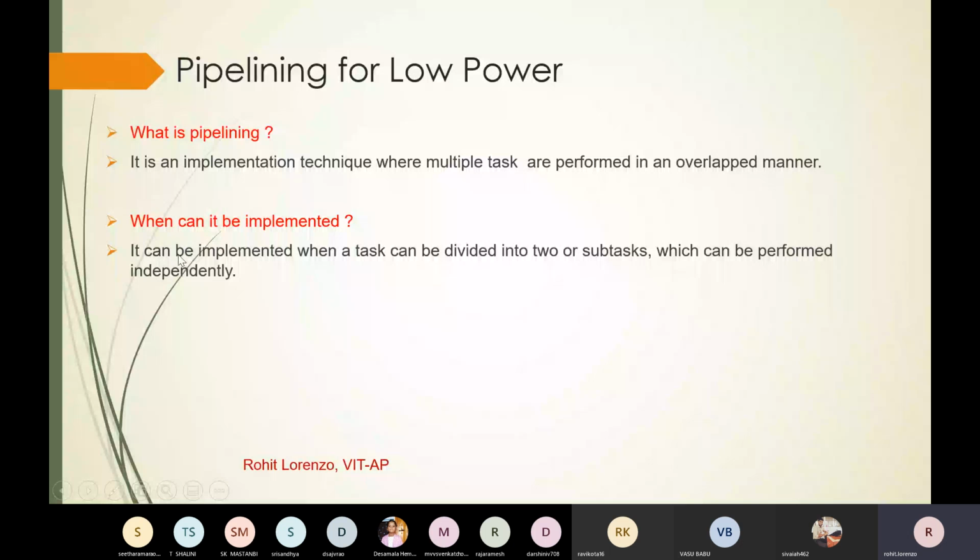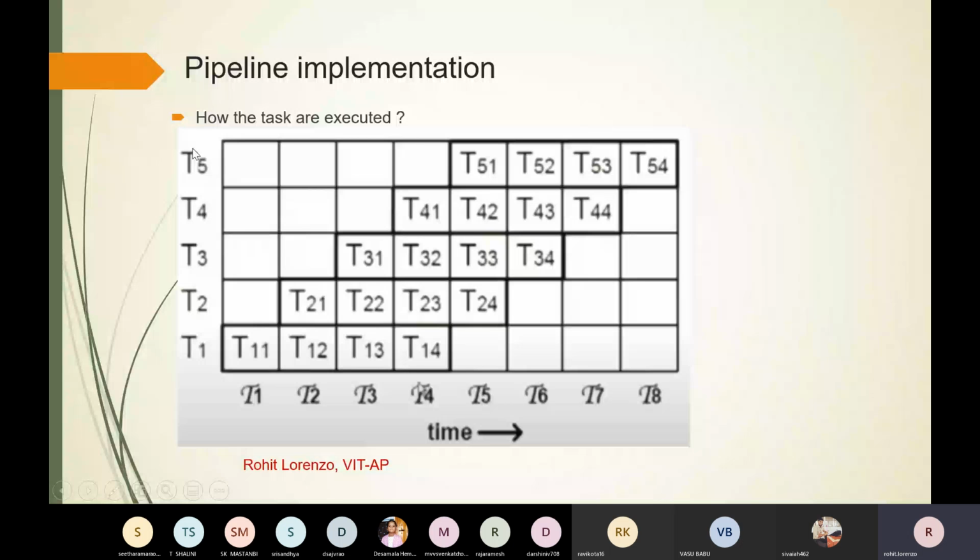And when it can be implemented, it can be implemented when a task can be divided into 2 or more subtasks, which can be performed independently. Okay. Now you can see here how we can execute. There are different tasks available: T1, T2, T3, T4, T5. So at T1 this is computed, at T2 this will be executed, at T3 this will be executed. Okay, so now you can see here at T4 all 4 tasks are computed. At T5 it is computed here.